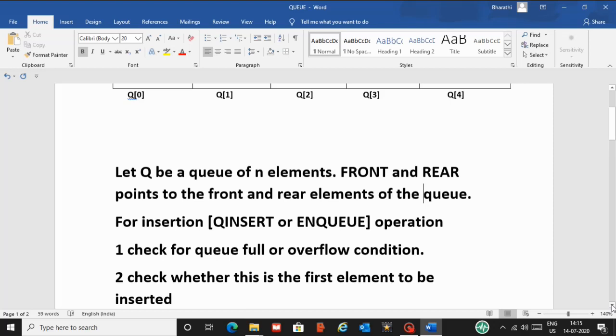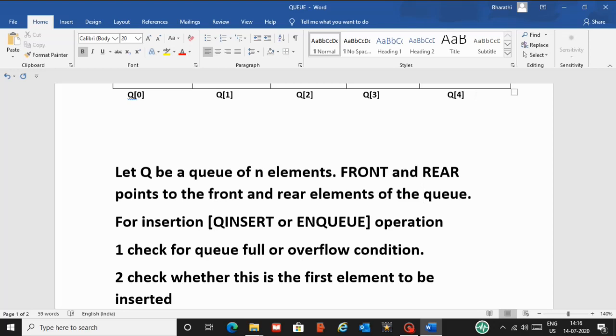How do I check for overflow? If rear is equal to n minus 1. What is n minus 1 here? N is 5. So rear is pointing here, for example. Then definitely I don't have any place in my queue, right? Because already it is full. So I cannot insert one more element. So if rear is equal to n minus 1, queue full or overflow.